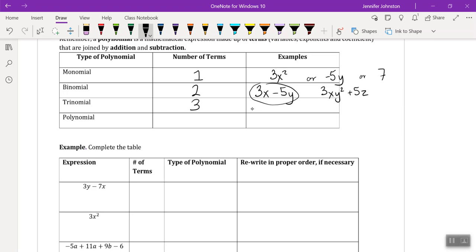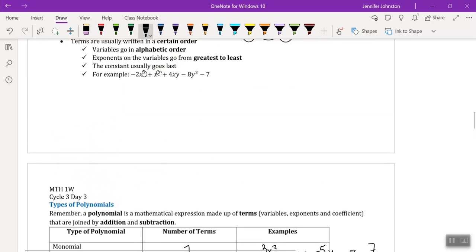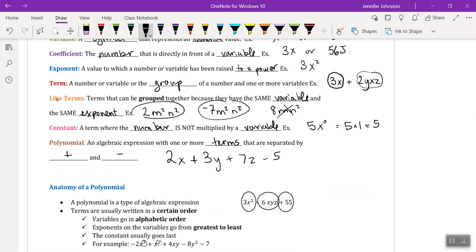A trinomial would be 3 terms. Okay, so let's make up 3 different terms. We can have 2x squared plus 3x plus 5. Those don't go together. Yes, they both have x's, but there are 2 x's here, 1 x here, and no x's here. So they cannot be combined because this has 2 x's and this has 1 x. When you're looking back at what it says for like terms, they have to have the same variable and same exponent.